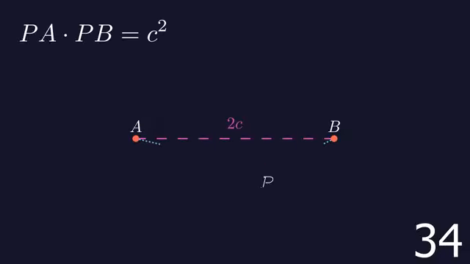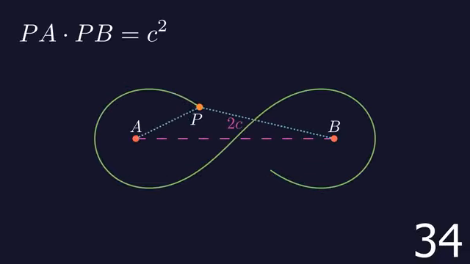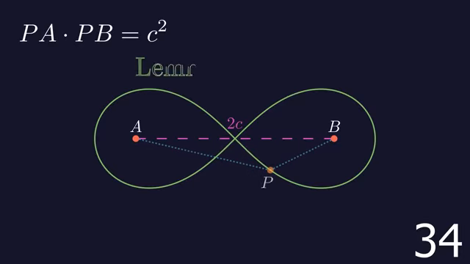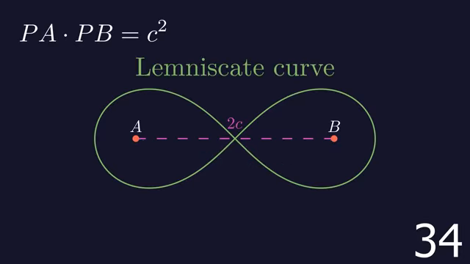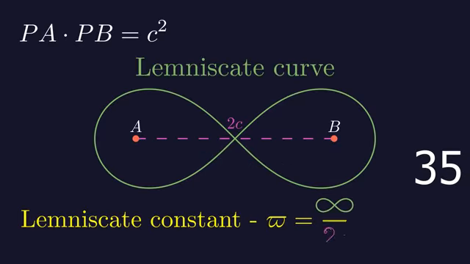Now let's define two focal points at a distance of 2c from each other. Any point P that satisfies the equation where the product of the distance from P to each focus equals c squared lies on the lemniscate curve. The lemniscate constant is the ratio of the perimeter of this curve to its diameter, approximately equal to 2.62, and it remains the same for every lemniscate.